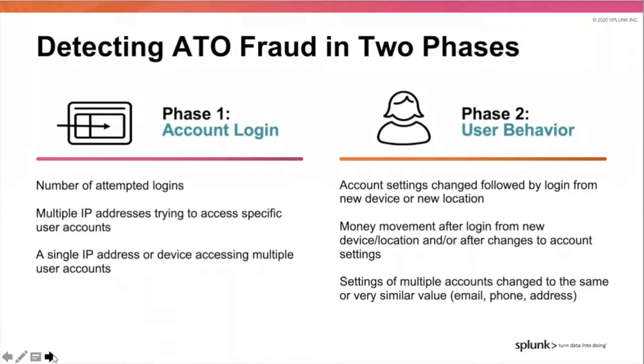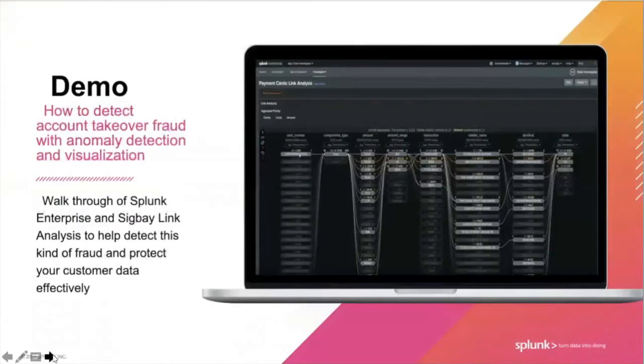You would need to analyze user behavior patterns. Look for subtle changes in account settings, such as phone numbers, emails, and addresses. Pay special attention to money movement that occurs after a login from a new device or location and after account settings were changed. If you notice two or more of these signs in your customer data, it could signal an account takeover, and you should investigate right away. Gleb will now cover these techniques in more detail and show us how to apply them in Splunk.